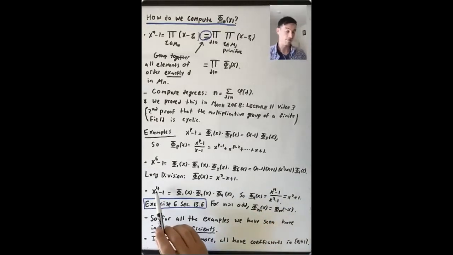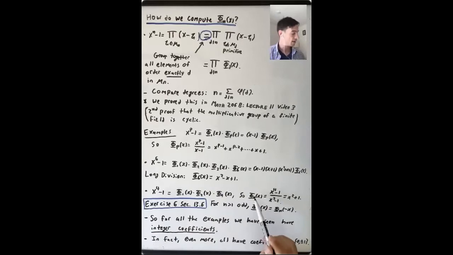4, that's not a prime. So let's take x to the 4th minus 1. This is the product of the first cyclotomic polynomial, the second cyclotomic polynomial, and the fourth cyclotomic polynomial. We know that phi1 times phi2 is x squared minus 1. So divide and you get the fourth cyclotomic polynomial is x to the fourth minus 1 over x squared minus 1. And that's just x squared plus 1.